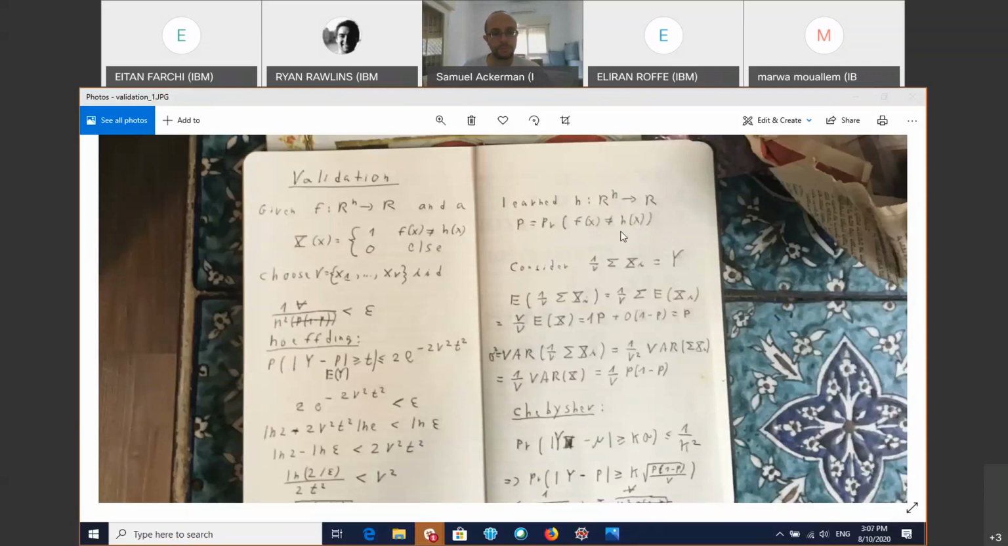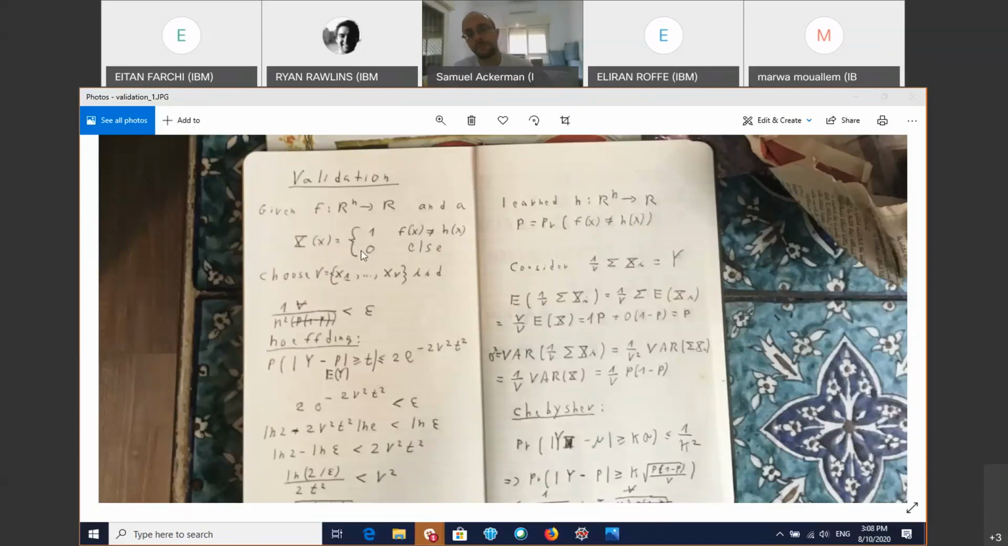Just note that this probability is also an average, right? It's the average of the variable x, which is defined as the indicator variable, 1 when it's different, and 0 otherwise. So the average of x would be 1 times this probability plus 0 times 1 minus this probability. So this probability is just the average of the indicator variable, which represents the average number of times in which we're going to make a mistake.